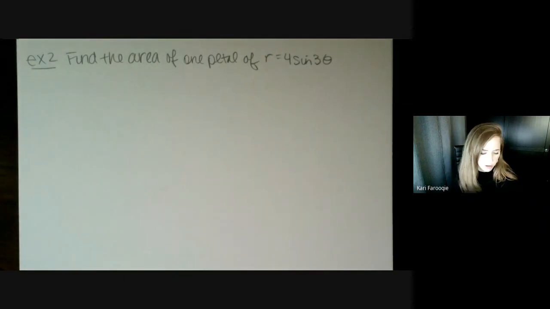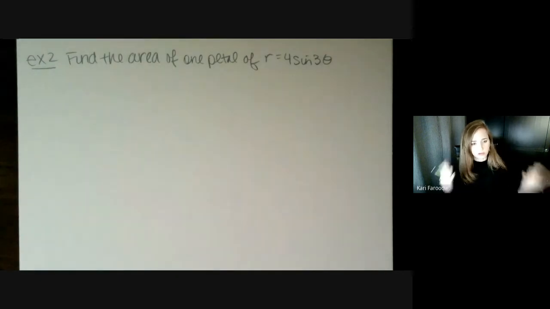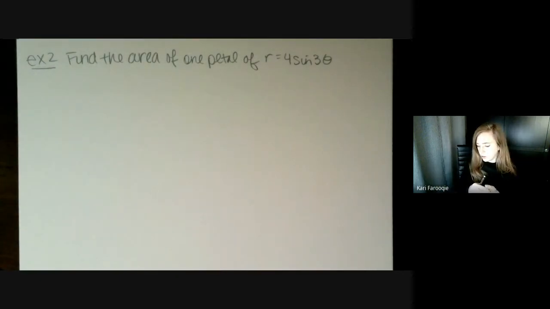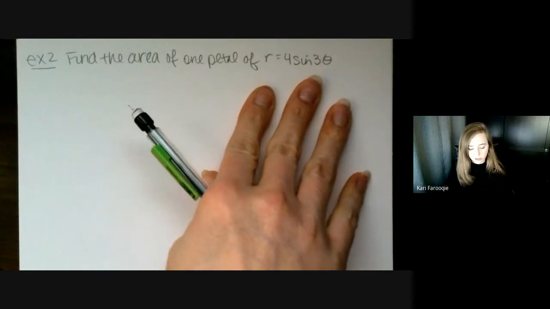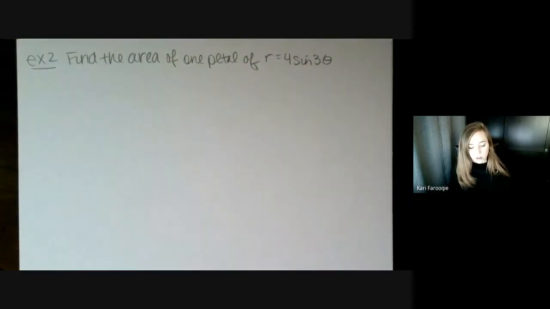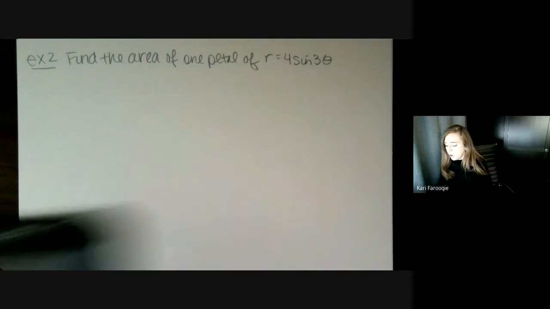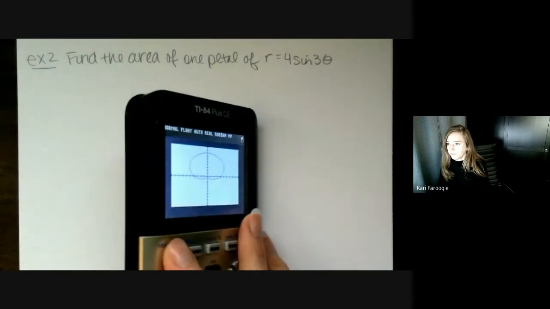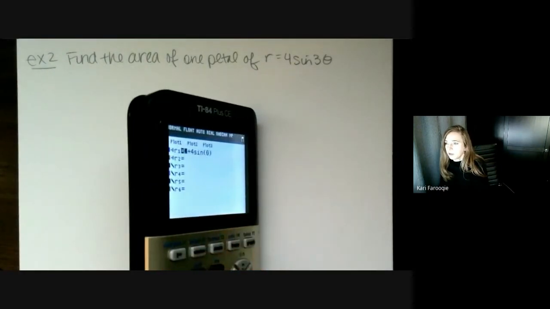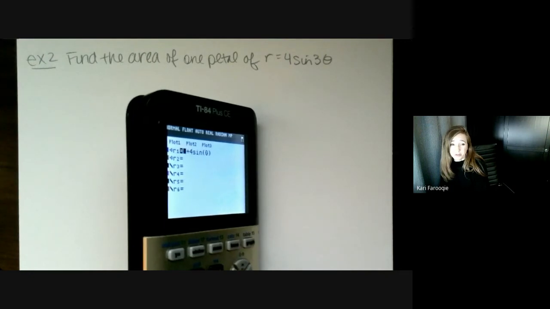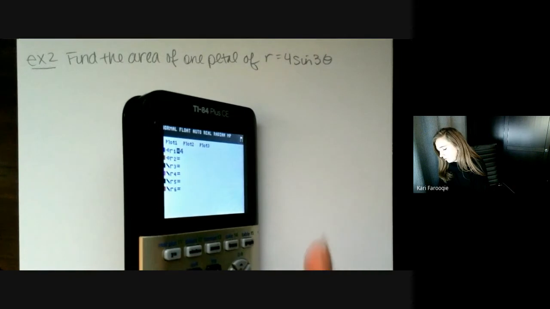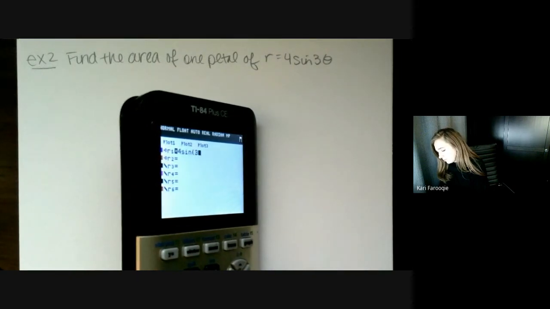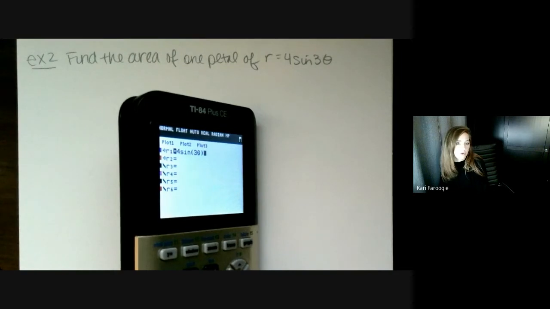The only reason I wanted to switch up the function was because I wanted us to find r equals 0 using this function instead of the other one. Okay, go ahead and put this in your graphing calculator. I told you one petal, so it's a rose curve. If you don't recognize the form yet, that's okay. We have 4 sine 3 theta.